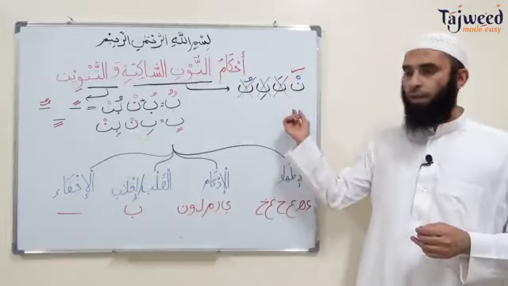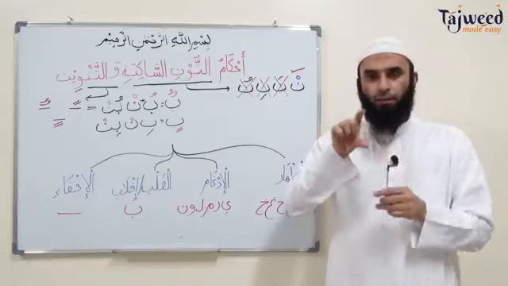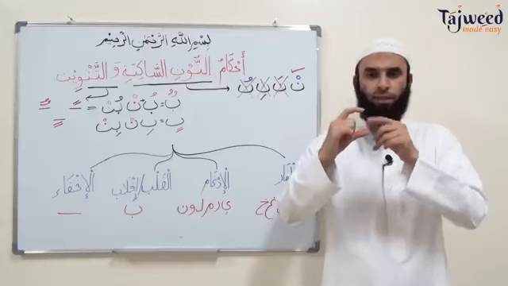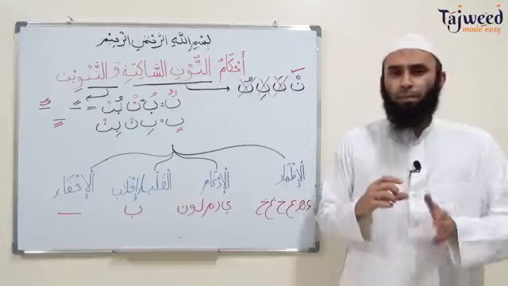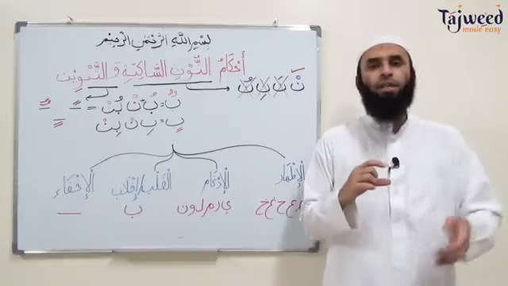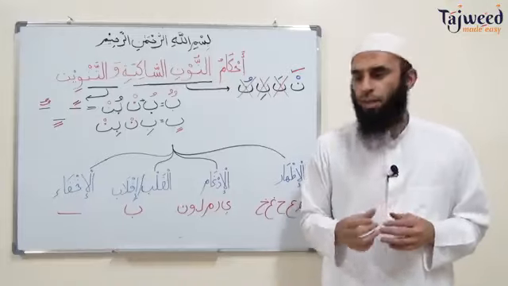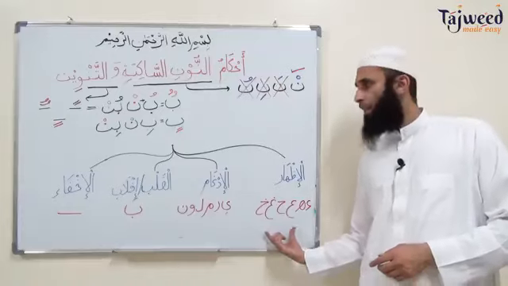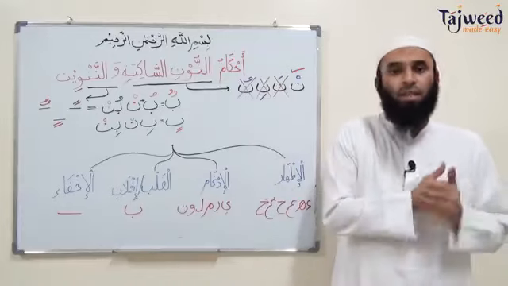So if nun sakina and tanween, if they meet any of the 28 letters of the Arabic language, then depending on which letter it is, it will affect how we pronounce the nun sakina and tanween. And this effect is of four types. Al-Idhaar effect: if a group of letters meet nun sakina and tanween, we'll pronounce the nun sakina and tanween in a specific way.